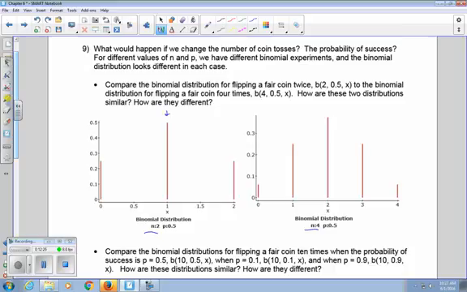They are both symmetric and centered here. And it looks like, as we'll see later, this one's centered at 1, right? And if we were to multiply n times p, that's 2 times 1/2, that equals 1. And the same thing is true over here. This one's centered at 2. So if we multiplied n times p over here, 4 times 1/2 equals 2. So we're going to see that the binomial distribution is centered at n times p.